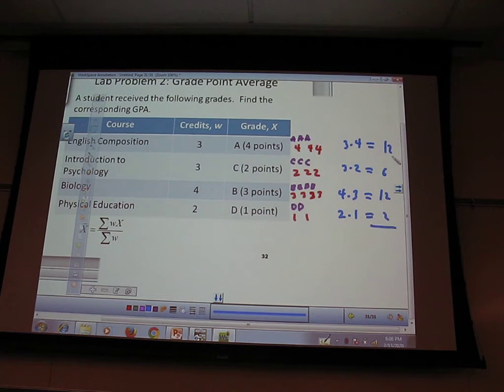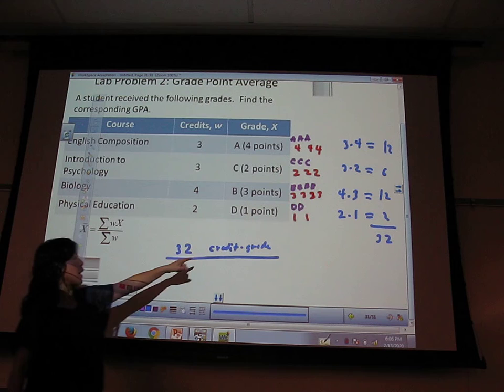You guys got 32. All right, so here's the hard part. You have your 32. That stands for credit times grade, right? That's how you got that? What do I want? Do I want the average? Do I want my grade average or my credit average? Grade average, grade point average, right? So we want the grade average.